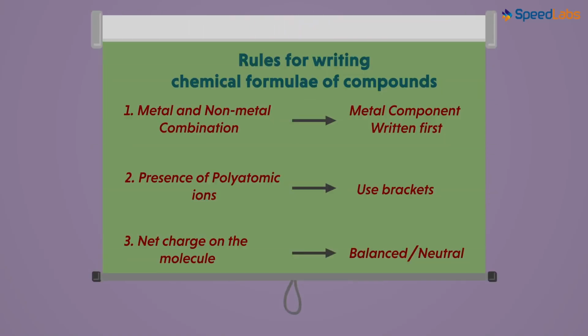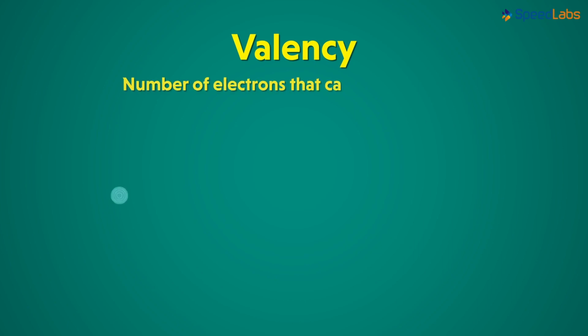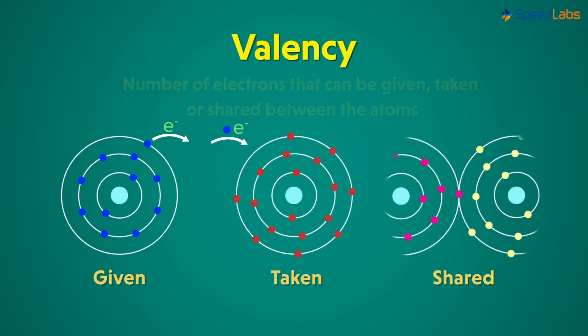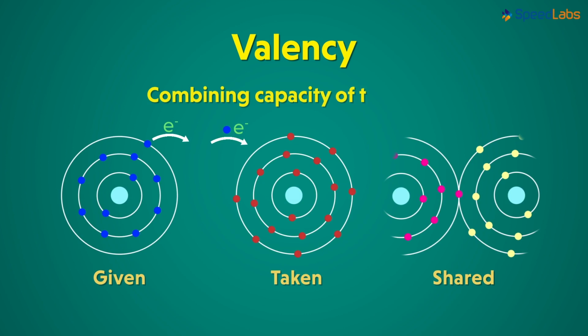Till now we have seen how we write the chemical formulae of compounds having polyatomic ions and also having a metal and non-metal combination. Now let us talk about the last rule that is governed by the valencies of the participating atoms. Yes, valency of any atom is the number of electrons that can be given, taken or shared between the atoms. In short, the combining capacity of the atom is called valency.